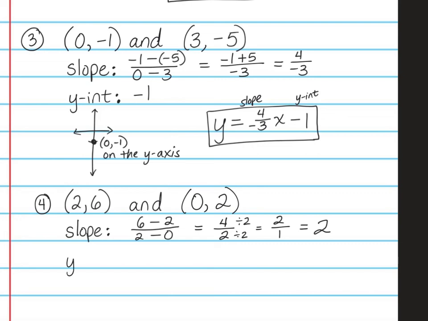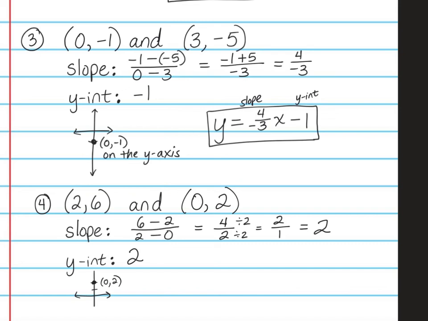Let's find our y-intercept. Remember, the y-intercept is where x is 0. So x is 0 here. That means that this is my y-intercept, 0, 2. So my y-intercept is 2. Remember, if we were to graph this, 0, 2 would be on the y-axis. So that means it is my y-intercept.